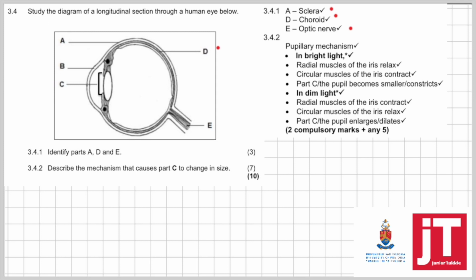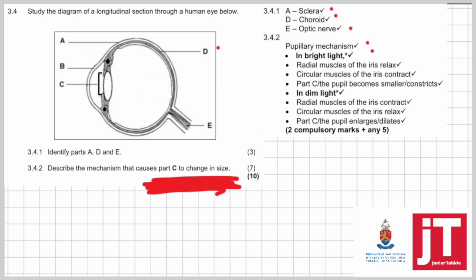3.4.2. Describe the mechanism that causes part C to change in size. So part C is the pupil. They're asking you what causes the pupil to change in size. Now they're not saying becoming bigger or smaller, so you have to mention both. So this is the pupillary mechanism.